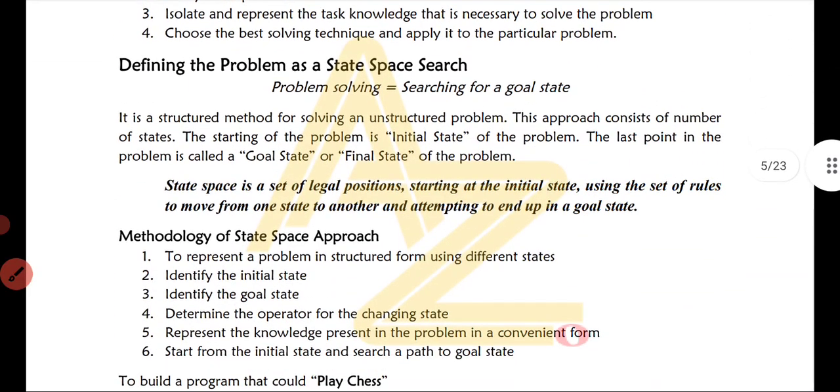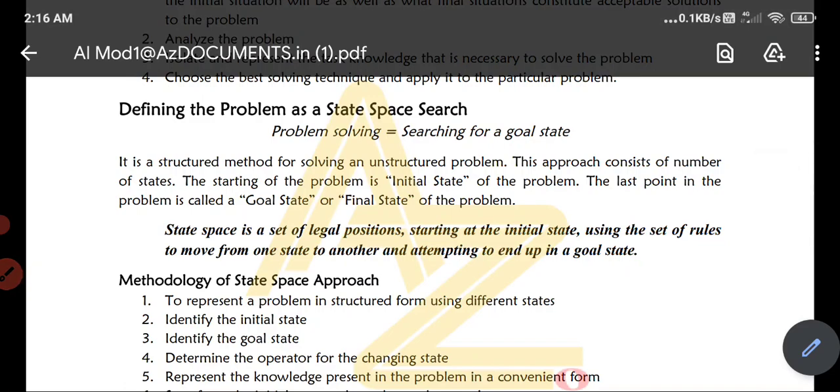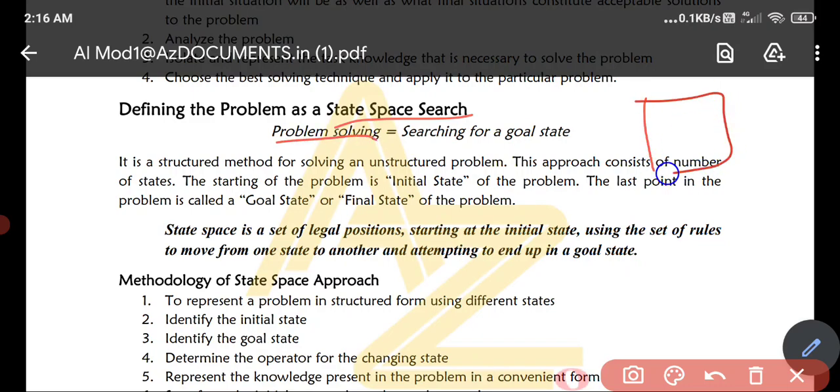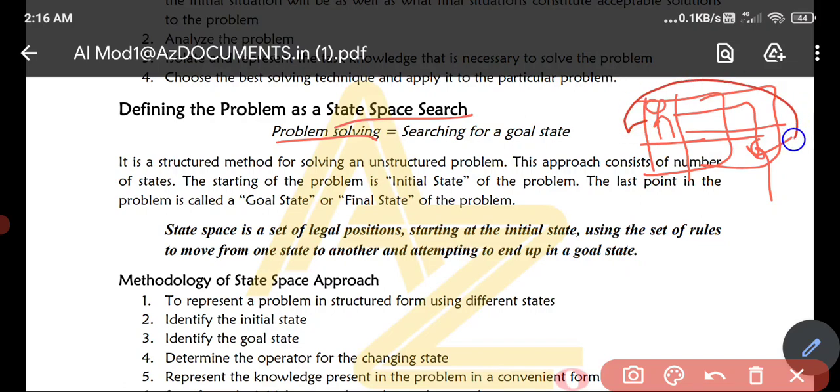And the definition of a problem as a state space search. How can we define a problem as a state space search? For example, say you have these 6 blocks. I am here, and I need to go to this state, that is the goal. What we are doing here is moving or searching for the goal state. That is nothing but a problem. And if I reach from this position to the goal state, then we can easily say the problem is solved. Correct? So problem solving is nothing but searching for a goal state.